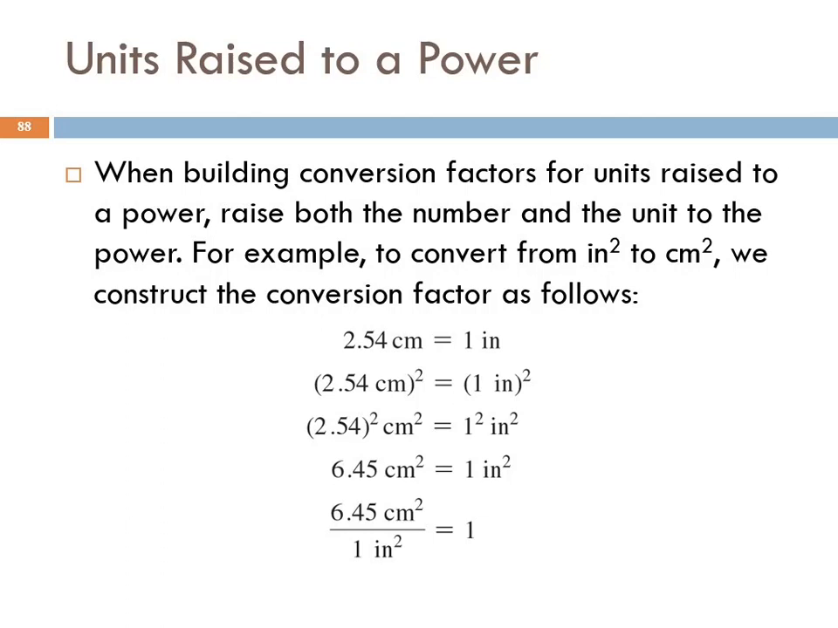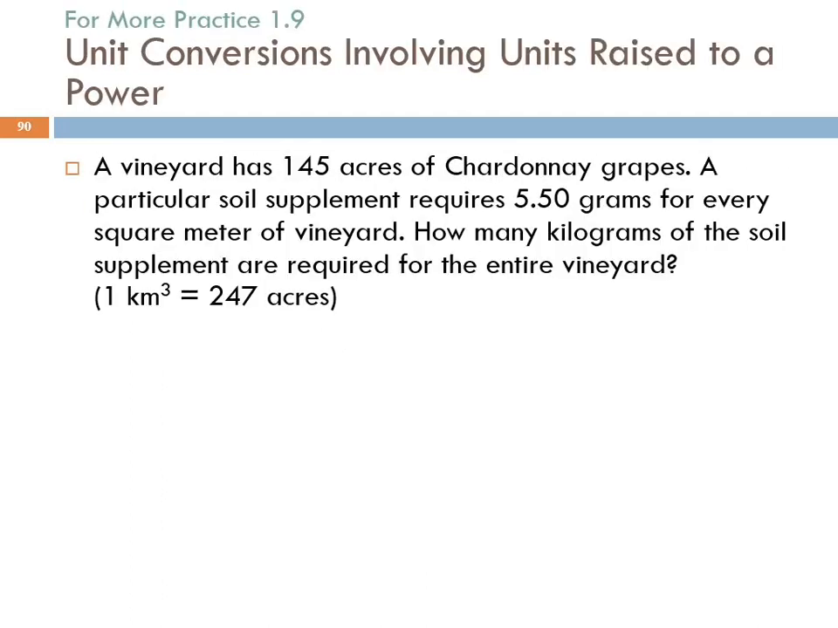So this is how you build up those conversion factors. 2.54 centimeters is equal to 1 inch. If we're converting inches squared to centimeters squared, then we need to square both sides, including the number. So we've got 2.54 squared square centimeters is equal to 1 squared square inch. Well, 1 squared is just 1. But it's important that the 2.54 also gets squared. And so it actually is 6.45 square centimeters to 1 square inch. And we'll get some practice with that in lab as well. I'm going to skip those.